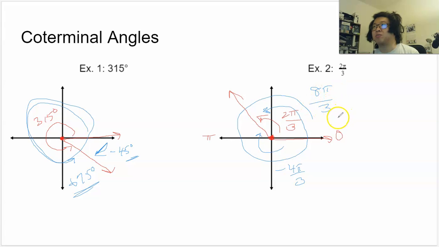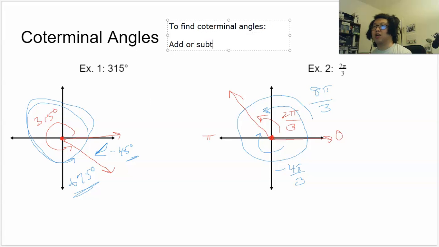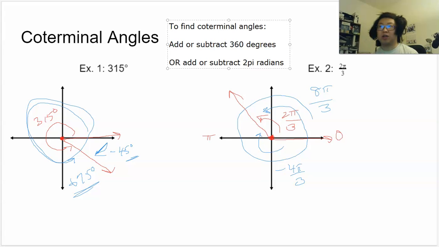Now, you may be sitting there wondering, Mr. Hu, that looks like a bunch of magic and gobbledygook. Here's the rule. I'll type it in here for you. The rule is, to find coterminal angles, simply add or subtract 360 degrees, or add or subtract 2 pi radians. So that is the way to find it.